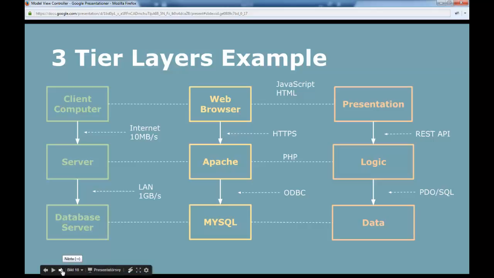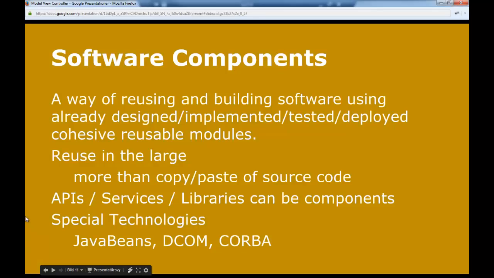So layers is something that you will probably use and have used already without thinking about it. And this is also a way to structure your application. The last thing that we will talk about are software components. Software components is a way to reuse and build software using something that is already designed and implemented and tested and deployed. Some kind of cohesive, reusable modules.